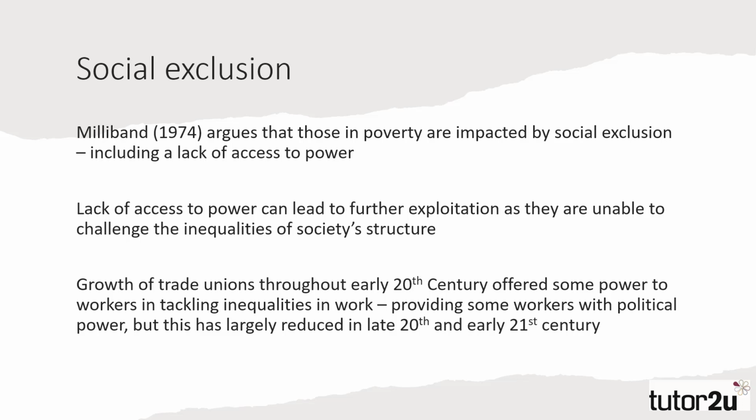A further issue raised by Marxists is that of social exclusion. Ralph Miliband, father of former Labour Party leader Ed Miliband, argued that those in poverty suffered from social exclusion, particularly having a lack of access to political power. This lack of access results in further exploitation as they're unable to challenge the inequalities of society's unequal structure.